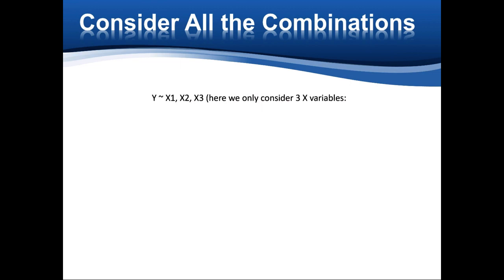So we need to consider the 4 combinations, that is, y versus x1 and x2, y versus x1 and x3, y versus x2 and x3, and y versus x1, x2, and x3. Among the 4 combinations, we need to choose one as the best model, which we can use to predict in the future.